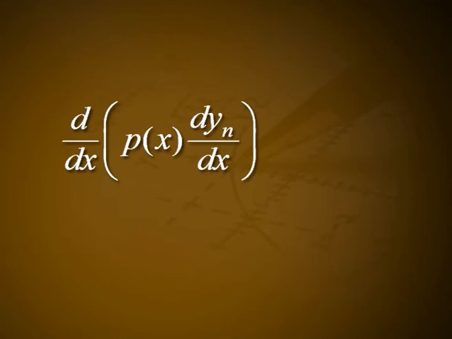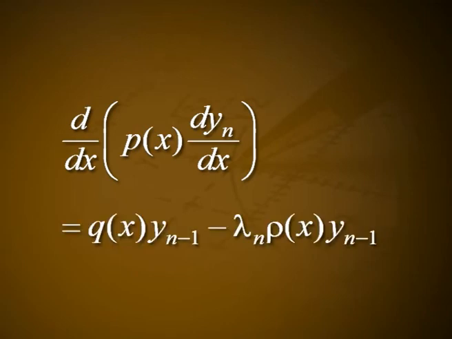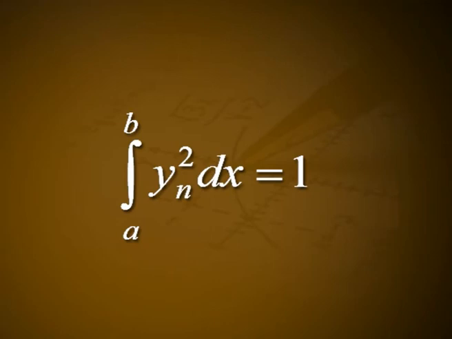In the Sturm-Liouville case, we compute y_n iteratively from d/dx of p(x) d/dx of y_n, that is equal to q(x) y_{n-1} minus λ_n ρ(x) y_{n-1}. When integrating, we obtain two integration constants which can be determined from the boundary conditions. Also, λ_n is obtained from the condition integral from a to b of y_n² dx equal to 1, or from a similar condition. This is illustrated in the following problem.